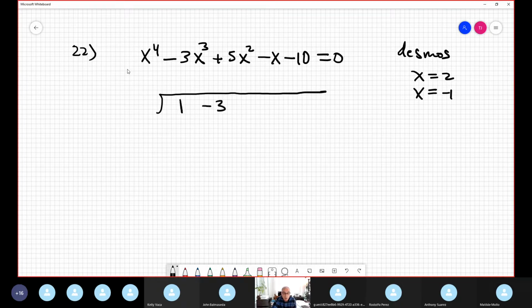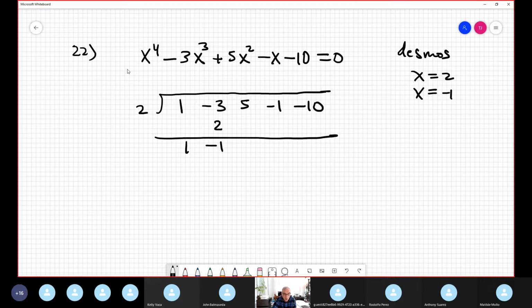1, -3, 5, -1, -10. Divided by 2 first. Doesn't matter, the order is not important. 1, 2, -1, -2, 3, 6, 5, and 10. Good. The factor x minus 2 belongs to our polynomial. This is the verification of the idea I saw in this one.